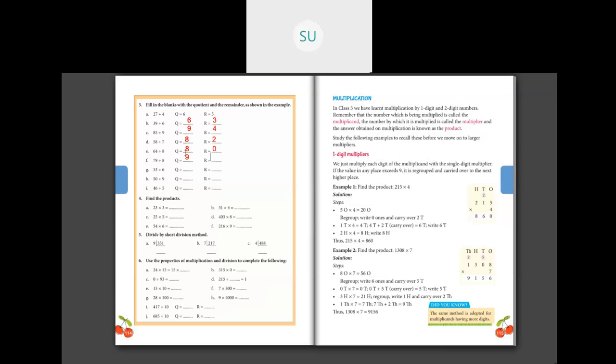It is 7. So 7 is the remainder. Okay, now same way G, H and I you all do for homework. Okay, next one. Find the products.